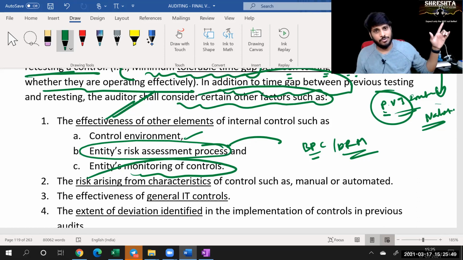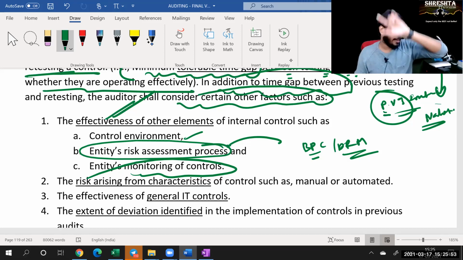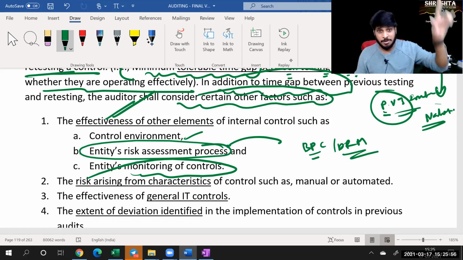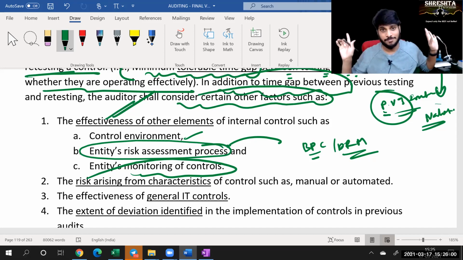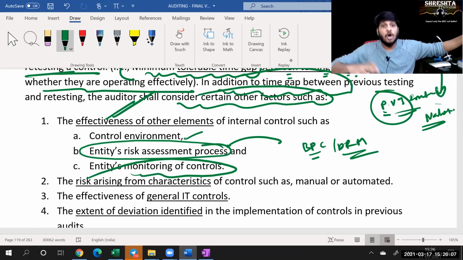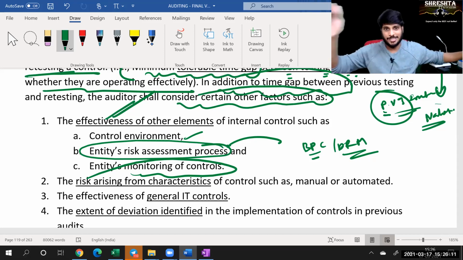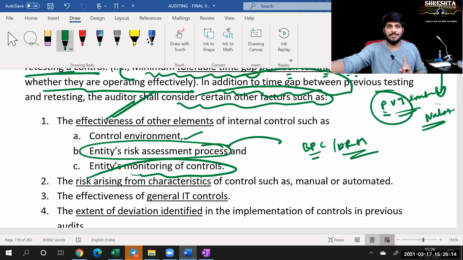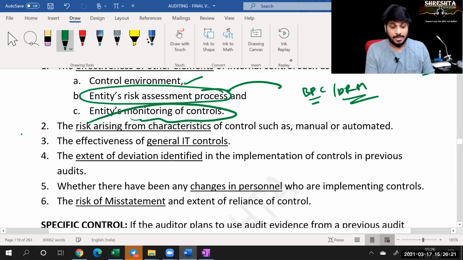Based on this, since last year's control, the gap to the current year is acceptable. And moreover, the company's risk assessment process, environment, and monitoring process are everything excellent. I can happily use evidence obtained in the previous audit. I can use the same evidence in the current year to decide whether controls are operating effectively. Then I will straightaway check substantive procedures. I will understand the ultimate answer. Not only that, what are the risks that are there?